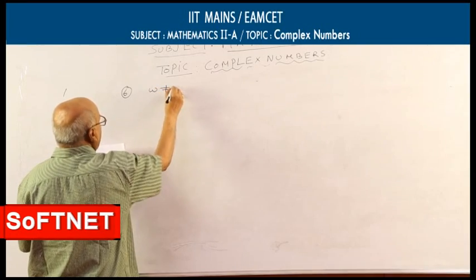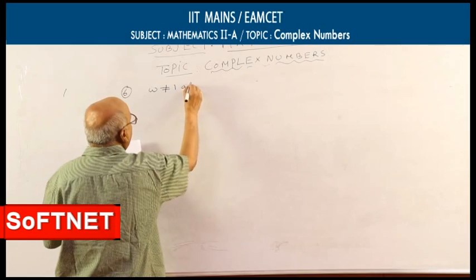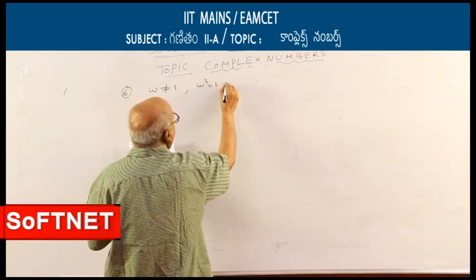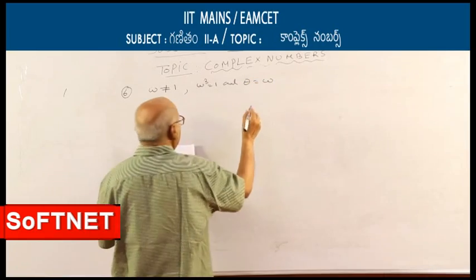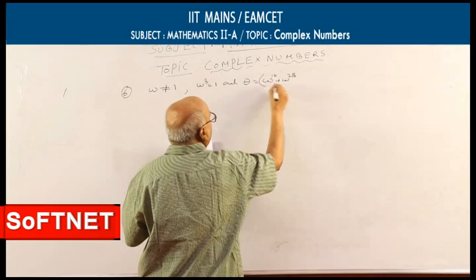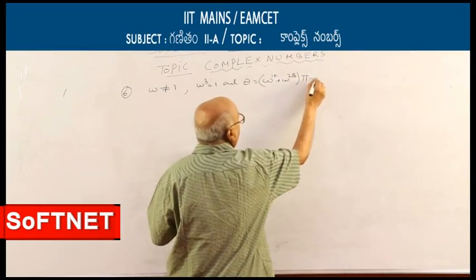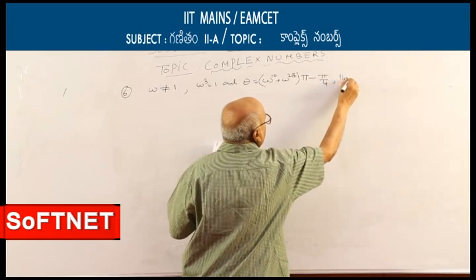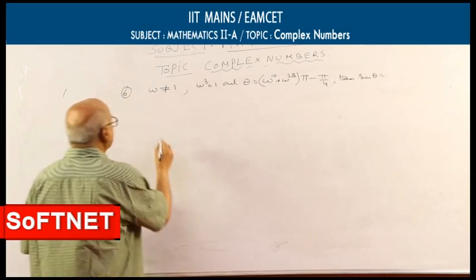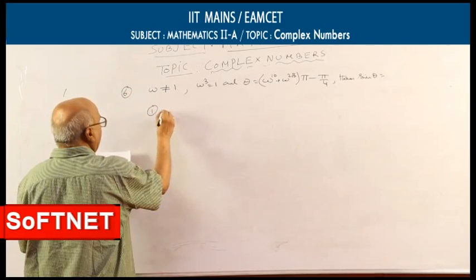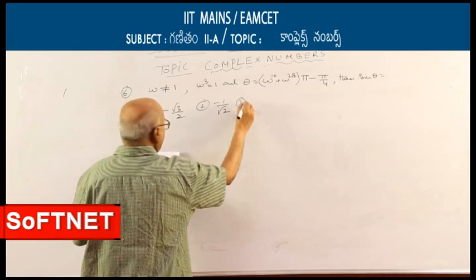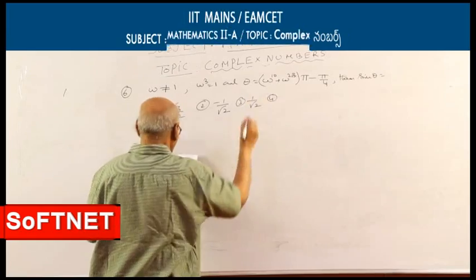Omega not equal to 1 and omega cubed is equal to 1. And theta is equal to omega power 10 plus omega power 23, into pi minus pi by 4. Then sin theta is equal to: number 1, minus root 3 by 2, 2, minus 1 by root 2, 3, 1 by root 2, and 4, root 3 by 2.